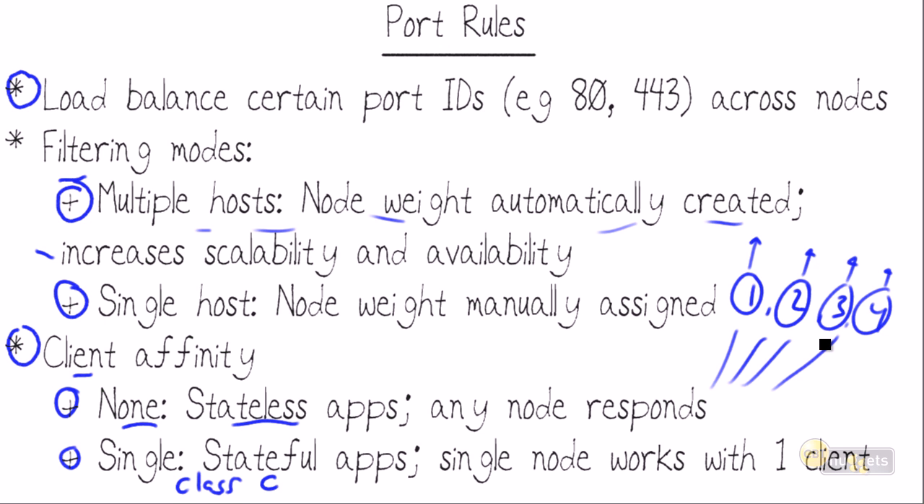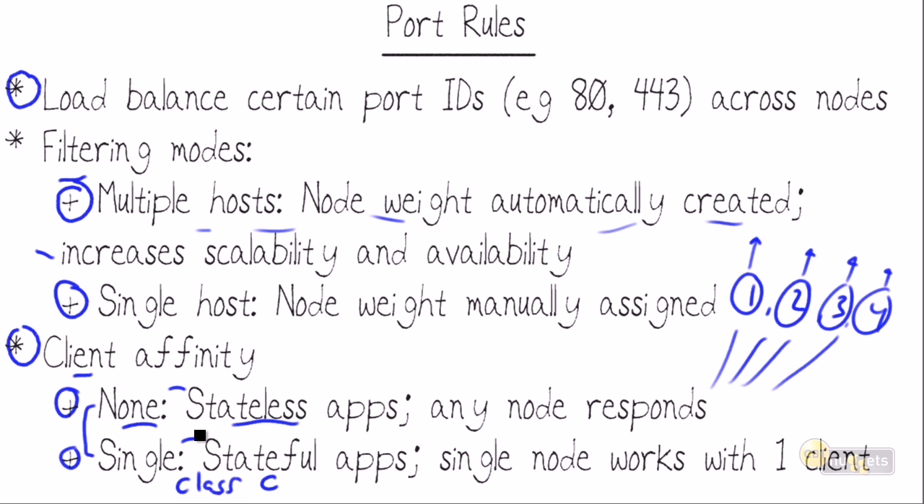But basically, single means you've got a one-to-one connection. A single cluster node will handle all the requests from a single client. So I hope you can immediately see the differentiation between none and single. If your apps are more stateless, go with none. If they're stickier, go with single.